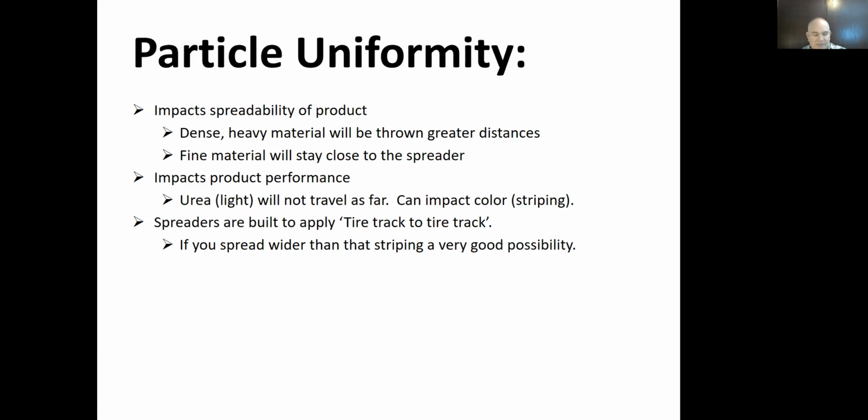So we see this all the time. We see striping and things when people don't do this right. Now, also this bottom comment about tire track to tire track, it's important to have complete overlap when I'm spreading fertilizer in order to kind of avoid some of this problem. I want to reduce the chance of striping.